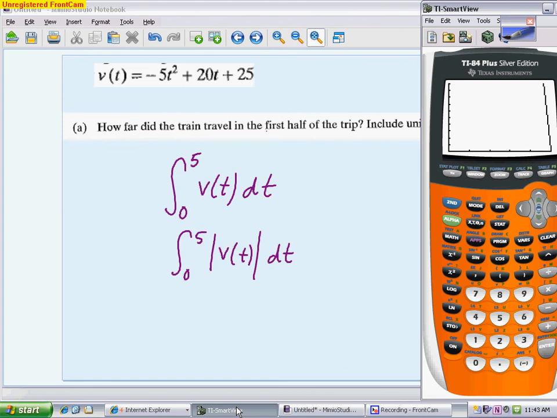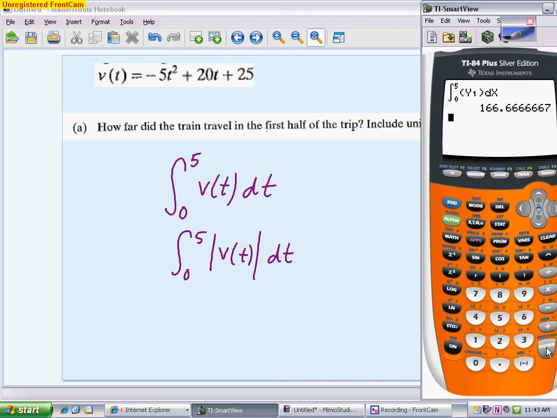Now that I've already set up my integral, I'm going to get out of this screen. I'm going to go to Math 9 to get my definite integral, going from 0 to 5. My velocity equation has already been typed into y1, so if I go to the VARS button, to Y-VARS, and hit enter one more time, it'll put it there. If you haven't typed it there, you could just type it in as is. And we find that we have traveled 166.6 repeating miles.